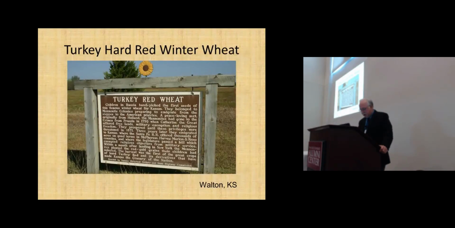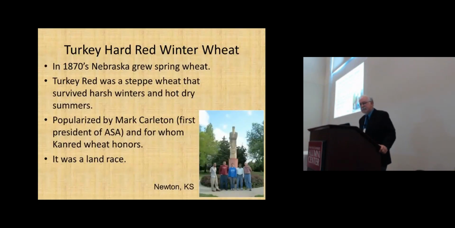This is a historical marker in Walton, Kansas. Mark Carleton, who was the first president of the American Society of Agronomy, was a great plant explorer. He didn't discover Turkey Red, but he popularized it because he was always looking for a wheat that would survive the winters of the Great Plains. It needed to survive harsh winters and hot, dry summers, which are what's known as the steppe wheats of Russia and Turkey. Ankara of the Anatolian Plateau is part of that steppe region. It does cluster with Lincoln, Nebraska.